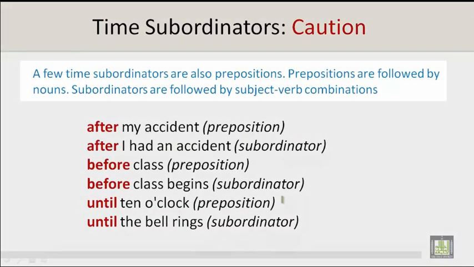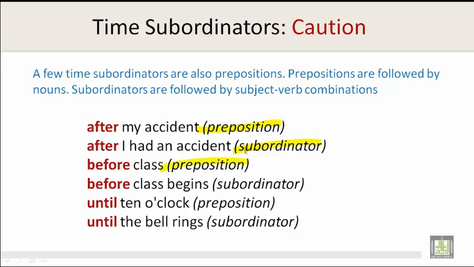A few time subordinators are also prepositions. Prepositions are followed by nouns. Subordinators are followed by subject-verb combinations. Let's take a look at an example of preposition. After my accident. This is a preposition because it is followed by a noun. Subordinator. After I had an accident. This is an example of subordinator because it is followed by a subject-verb combination.